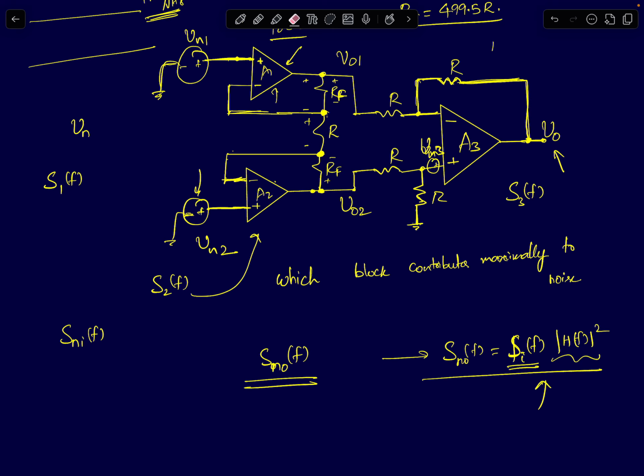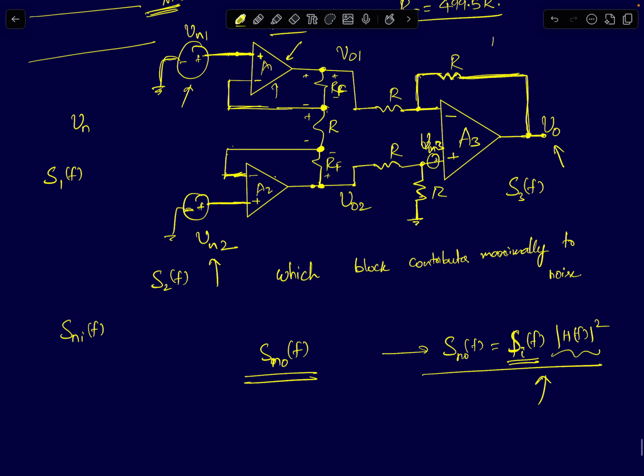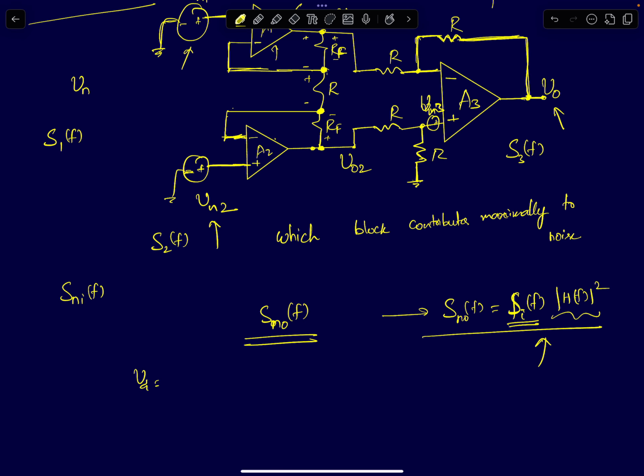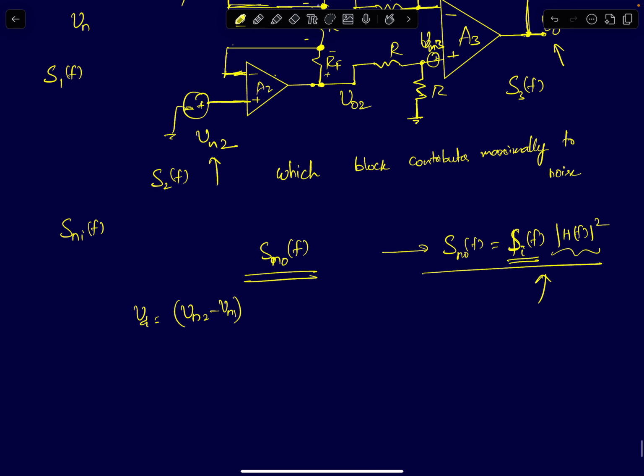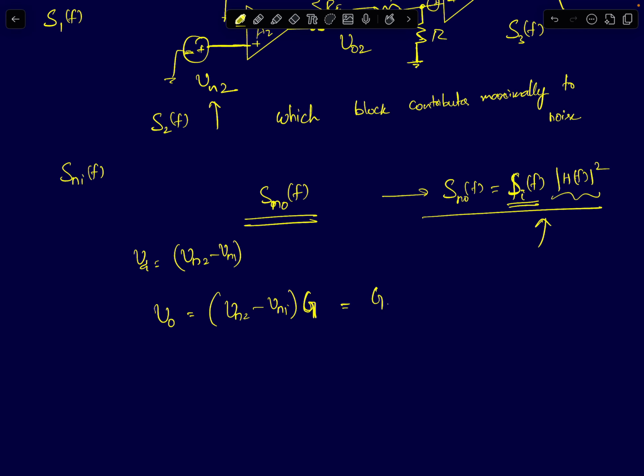So first we'll assume only Vn1 is present. In fact, I don't even need to do that. I can assume both Vn1 and Vn2 are present as noise voltages. The differential voltage at the input is simply Vn2 minus Vn1. That's the input differential voltage. If you refer it to the output, we'll see a gain of Vn2 minus Vn1 times G. That's the gain of this amplifier. This can be written as G times Vn2 plus minus G times Vn1.